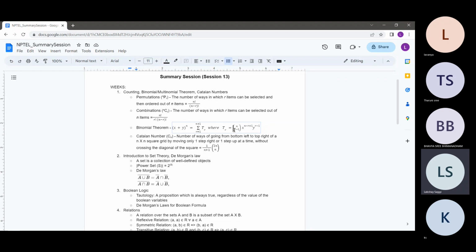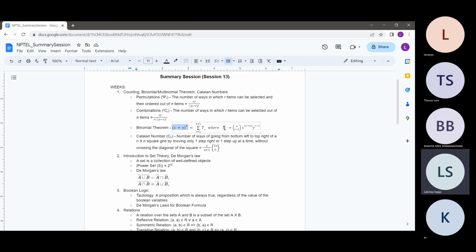This is not something which you can derive, rather you have to remember it. The expansion you can derive, but the convention of naming which term you should call the r-th term, whether the x to the power 1 term or the y to the power 1 term should be called the r-th term, or whatnot, you have to remember.